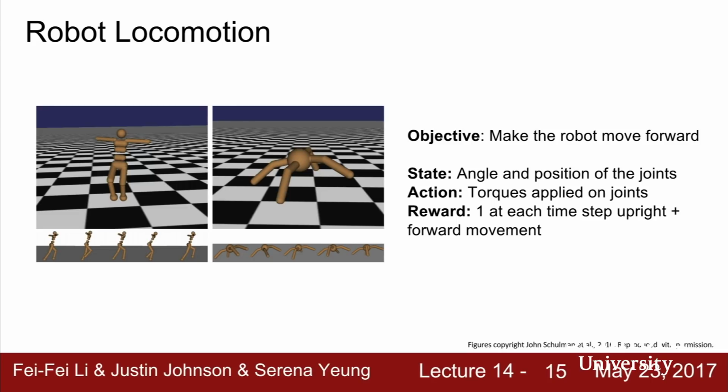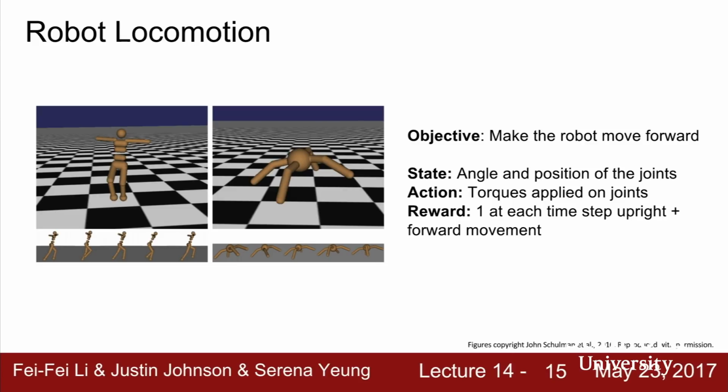Okay, so here's another example of a classic RL problem. Here's robot locomotion. We have here an example of a humanoid robot as well as an ant robot model. And our objective here is to make the robot move forward. The state that we have describing our system is the angle and the positions of all the joints of our robots. And then the actions that we can take are the torques applied onto these joints.